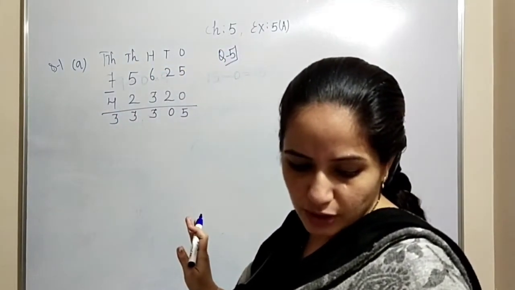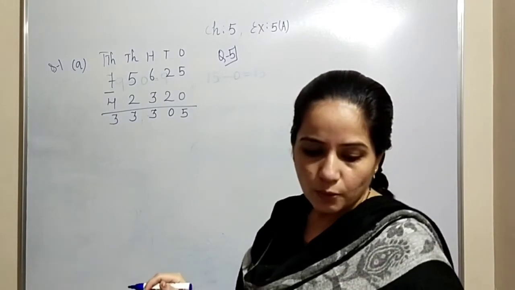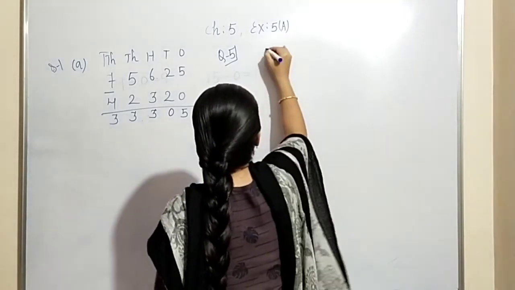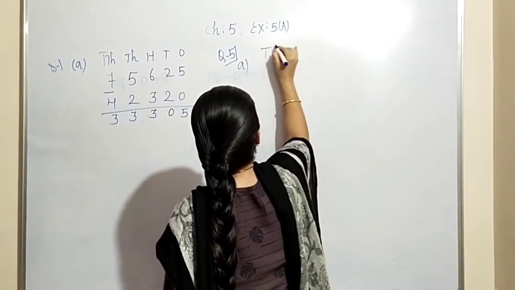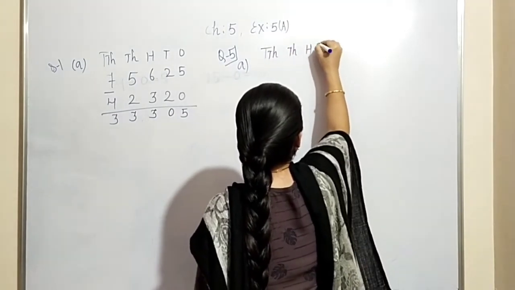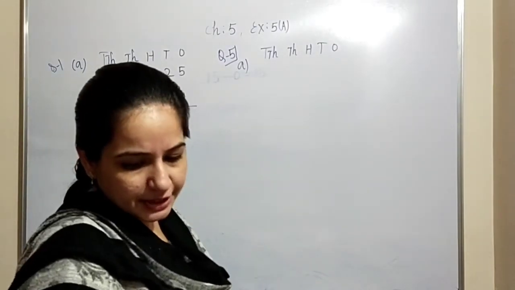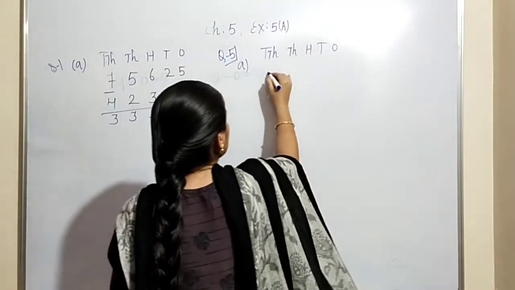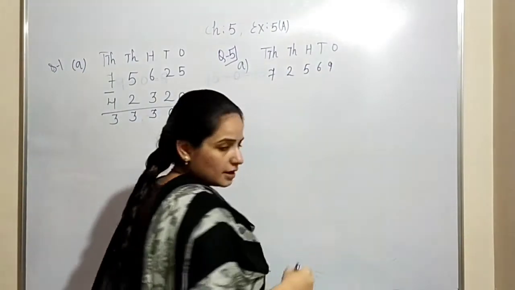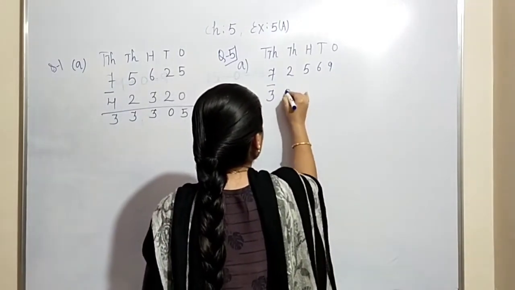First of all, we'll count the place values: ones, tens, hundreds, thousands and 10,000. In number A we are given up to 10,000, so I'll write down 10,000s, thousands, hundreds, tens, ones. 72,569 minus 30,254.